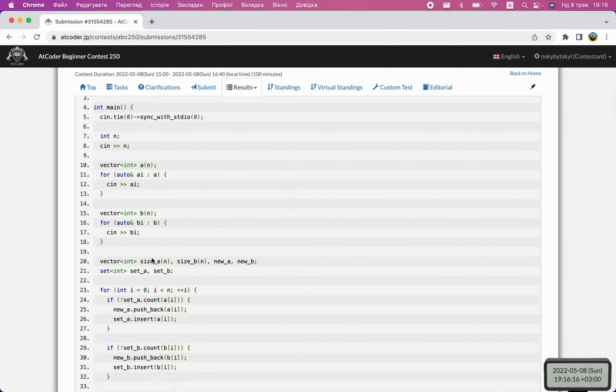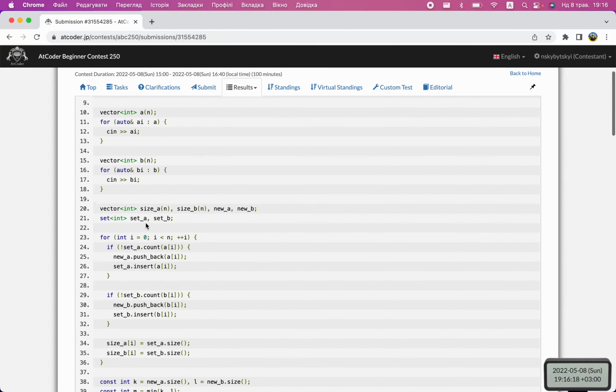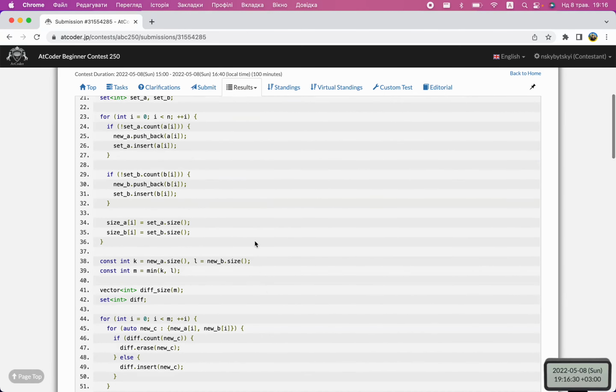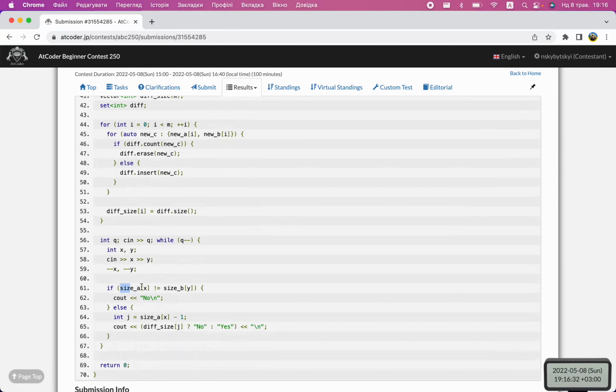First of all, let's pre-compute for each prefix of A and B what is the size of the set that is formed by the corresponding prefix. Because for a given query, if the sizes of the sets are not equal, then obviously the sets themselves are not equal. You can think of set size as the simplest possible hash.